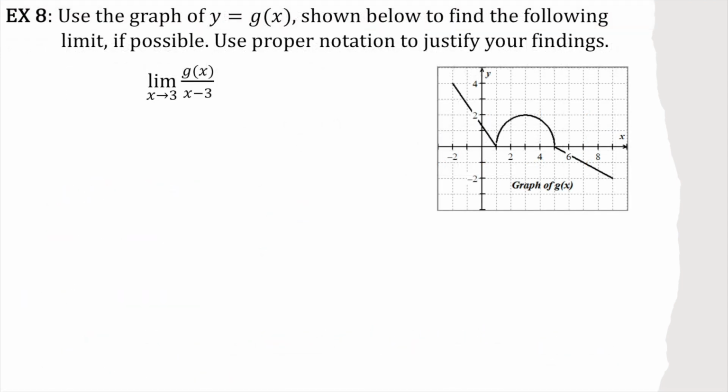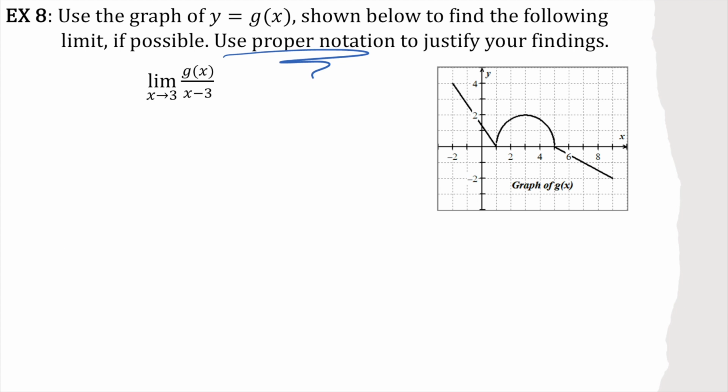Oh, now we have a graph problem. Use the graph of y equals g of x, shown below, to find the following limit, if possible. Use proper notation to justify your findings. The limit as x approaches 3, g of x over x minus 3.